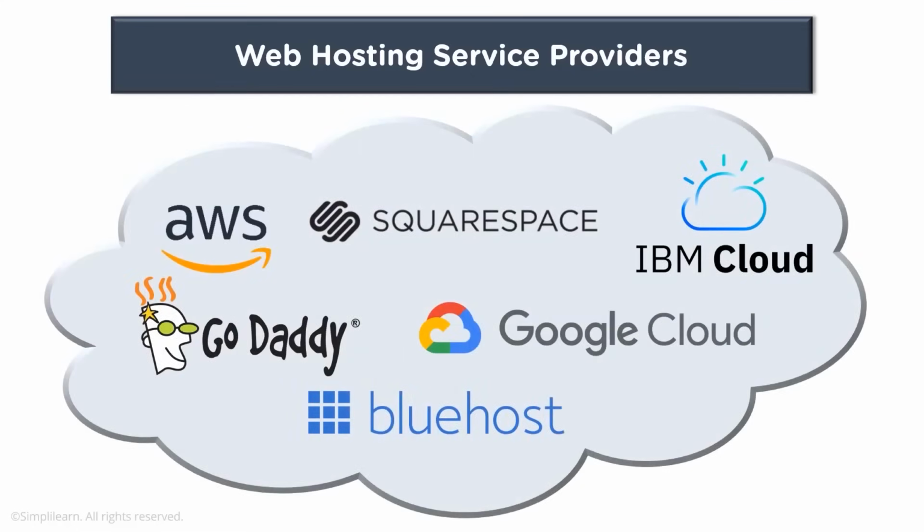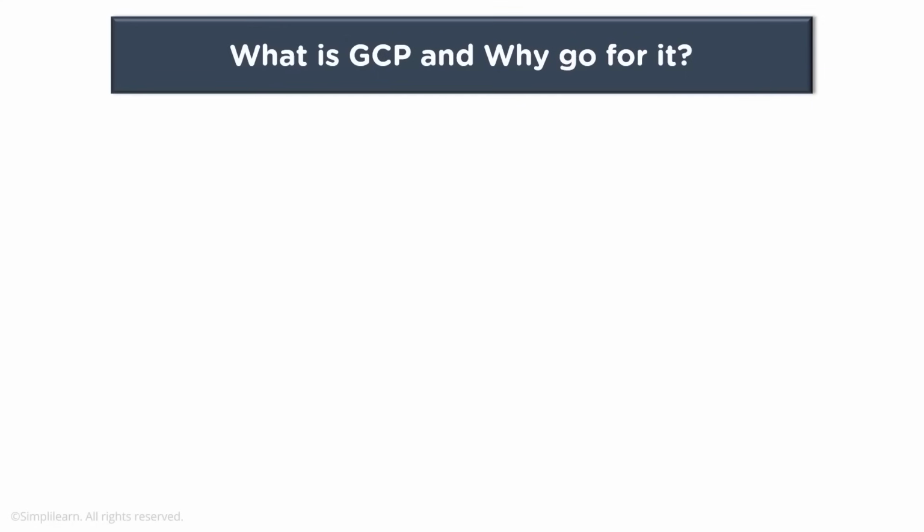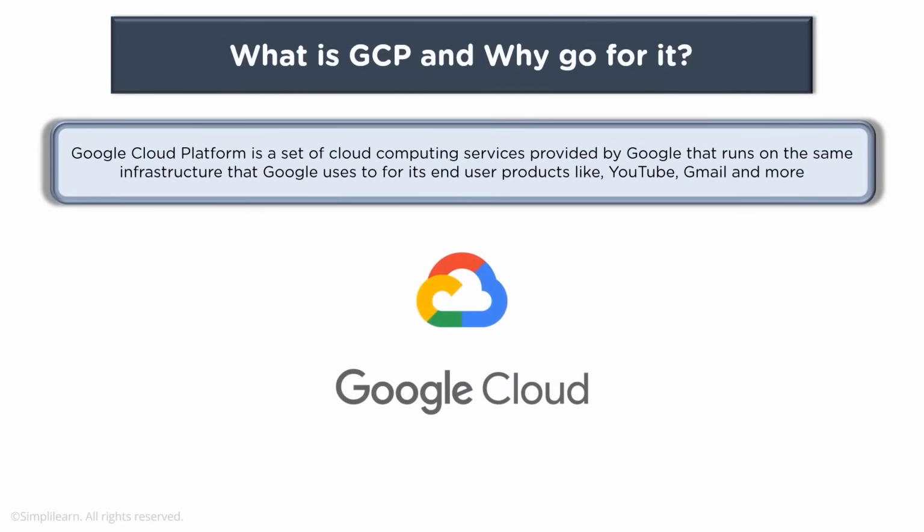You have AWS, Squarespace, IBM Cloud, GoDaddy, Bluehost, and Google Cloud. So what is GCP and why go for it? GCP, or Google Cloud Platform, is a set of cloud computing services provided by Google that runs on the same infrastructure that Google uses for its end user products like YouTube, Gmail, and much more.